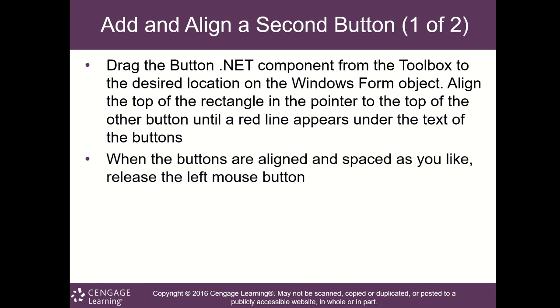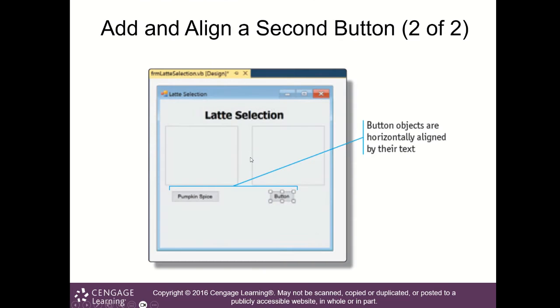So next task will be to add a second button, because as you remember, first one is for pumpkin spice and second one is for mocha. So we will have to add it. So like this.